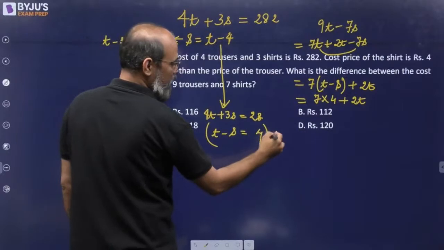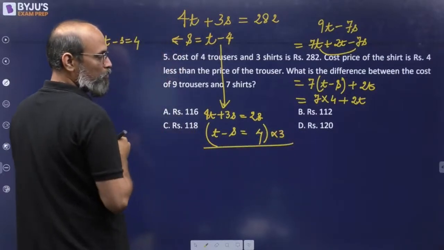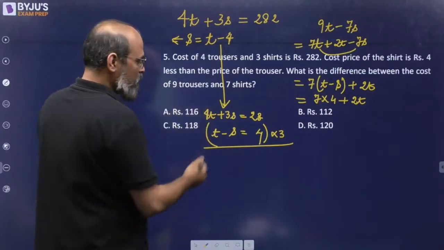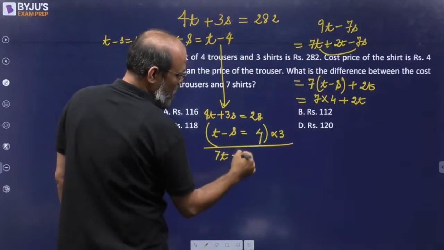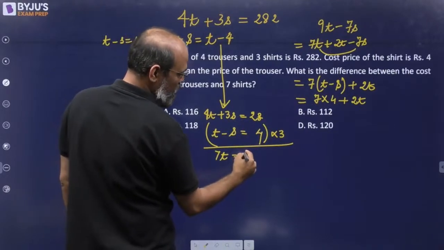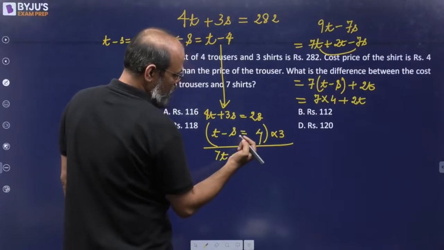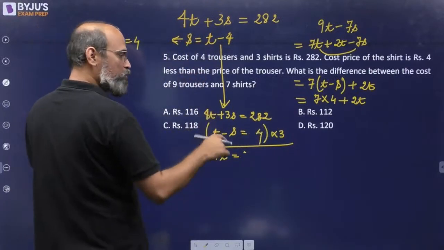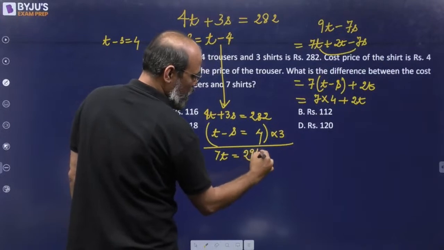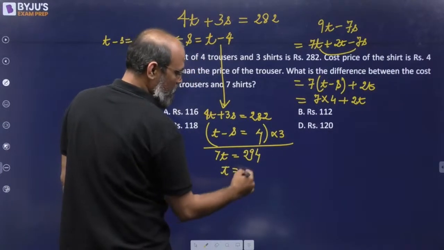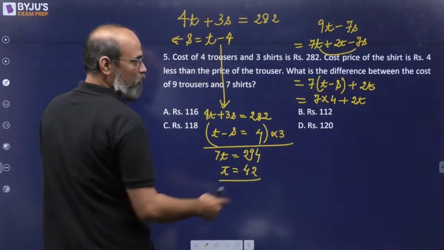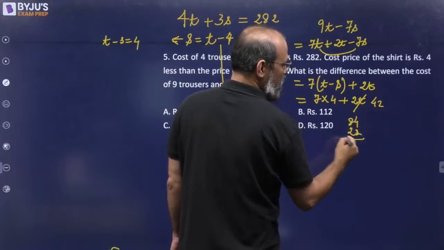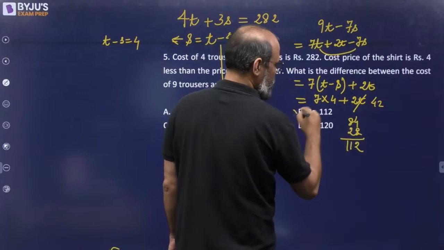If I multiply the second equation by 3 and if I happen to add, तो S कट जाएगा, S will cancel out, plus 3S and minus 3S. So I will have 7T is equal to 28 plus 12, sorry, 282 plus 12, which is going to give us 294. Or T from here is going to give us 42. तो ये 42 इधर लिख देंगे. So we will have 84 plus 28, which will give us 112. Right, Ashmita?